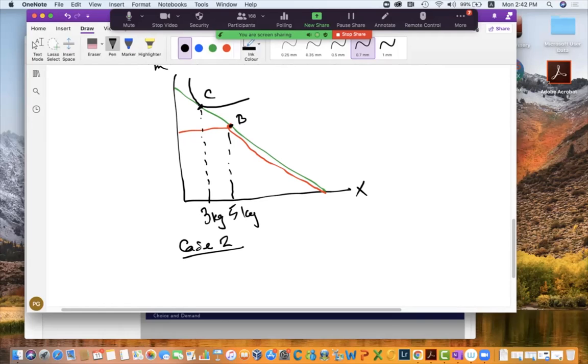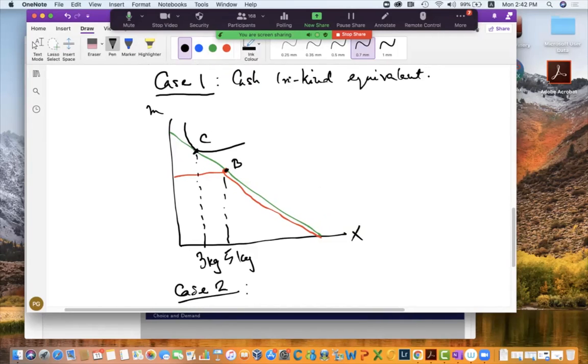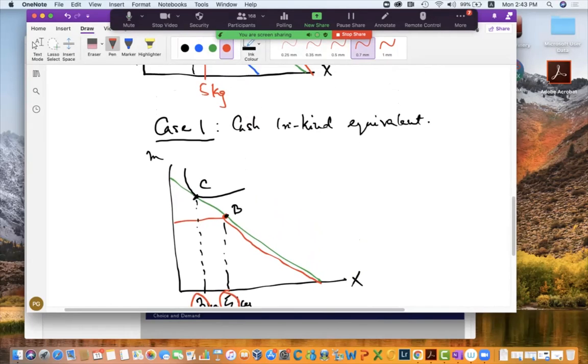Okay. And here it will make a difference. So here, if the government wants to maximize food consumption for the household, then they would prefer the in-kind transfer rather than the cash transfer, right? Under in-kind transfer, consumption is 5 kgs. Under cash transfer, consumption is 3 kgs.